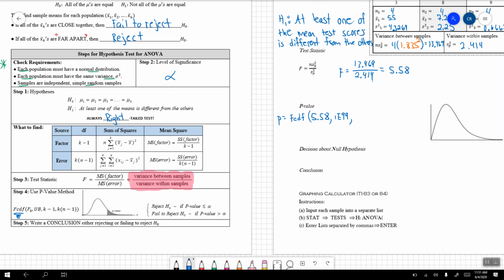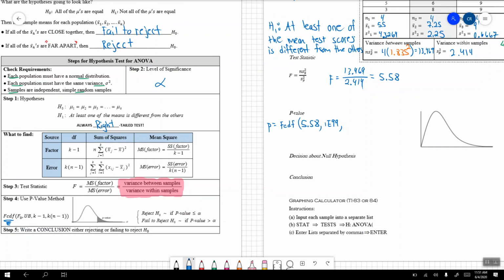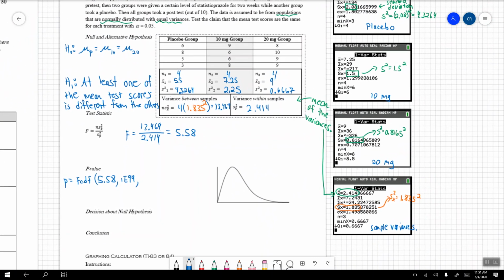And then I need some degrees of freedom. I need to know what is k minus 1, and I need to know what is k times n minus 1. So I need to identify what is k and what is n. So n is just 4. K is the number of samples that we have. How many samples do we have? 3. So we have 1, 2, and 3 samples. N is the amount of samples within each group. Alright, so far so good.